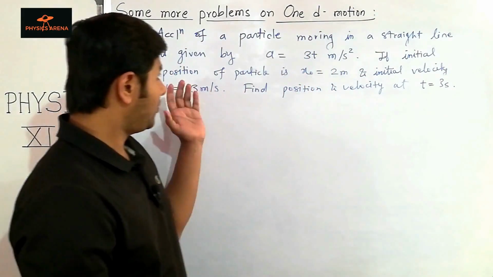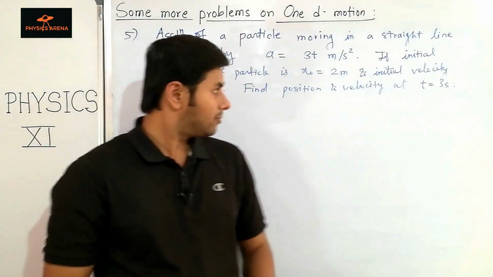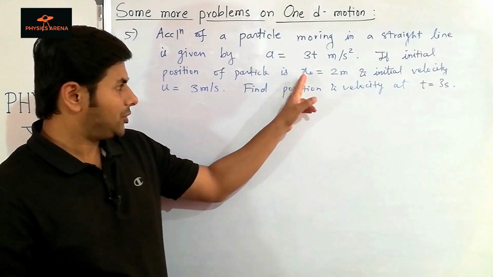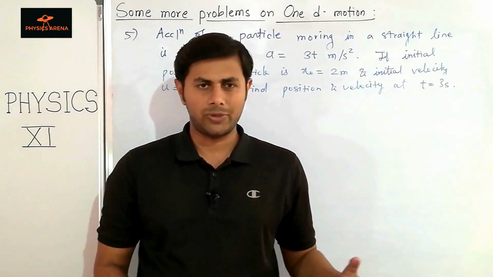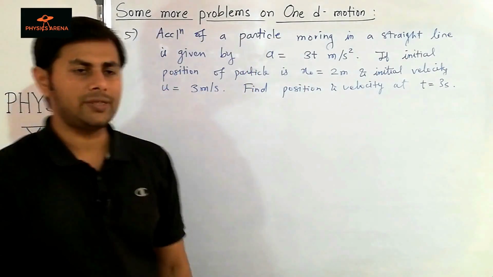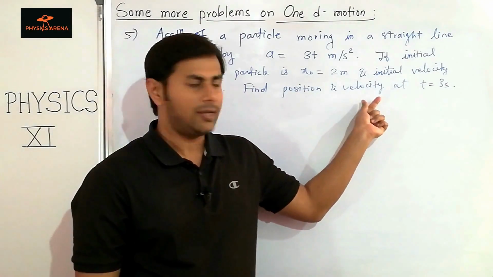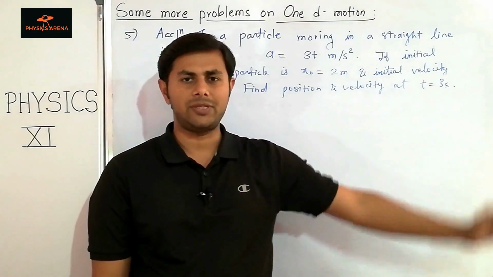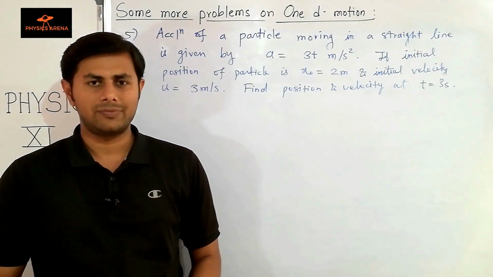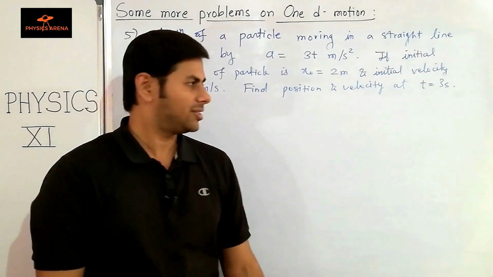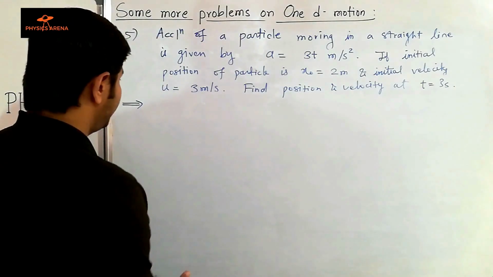Okay, so we have a particle, we know about the acceleration of that particle only, and we know these initial conditions. So x naught, the position, is 2 meters from some origin and initial velocity is 3 meters per second. What we have to find is the velocity and the position at t equals 3 seconds. So how are we going to solve this problem? If you are saying integrals, then it's correct. Now this is a problem on integrals.